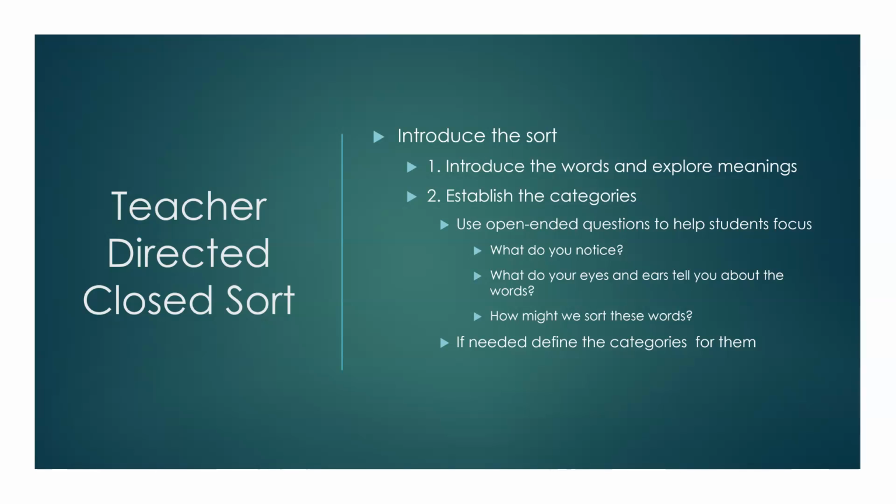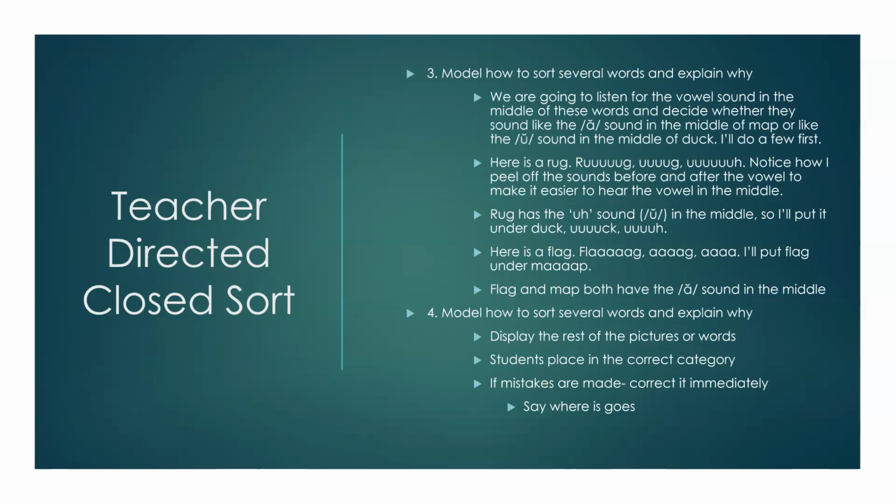So in a teacher-directed closed sort, you're going to introduce the words, explore meanings, you're going to establish the categories, use open-ended questions to help the students focus, like what did you notice? What do your eyes and ears tell you about the words? How might we sort these words? And then if needed, define those categories for them. In part 3 of the lesson, model how to sort several words and explain why. So we're going to listen for the vowel sound in the middle of these words and decide whether they sound like the short A sound in the middle of map or like the short U sound in the middle of duck. I'll do a few first.